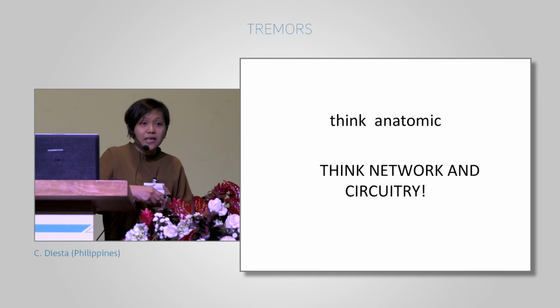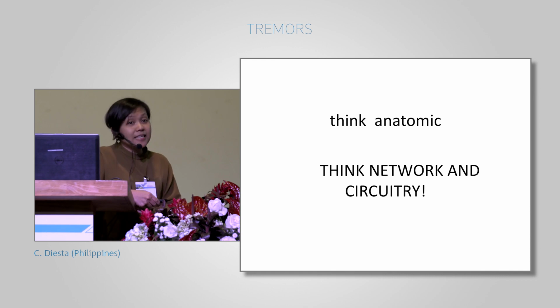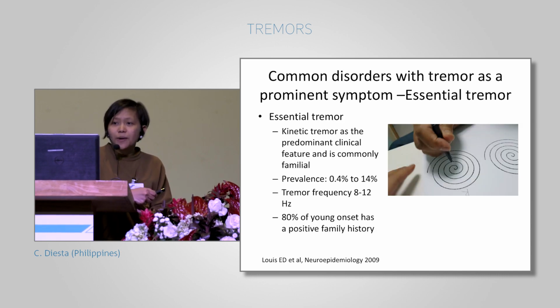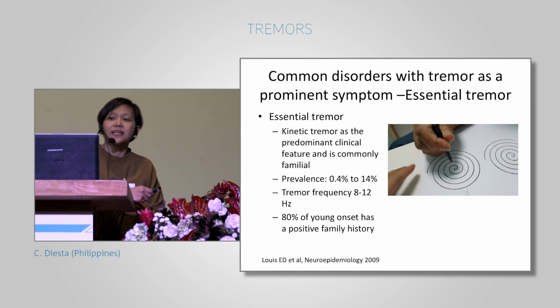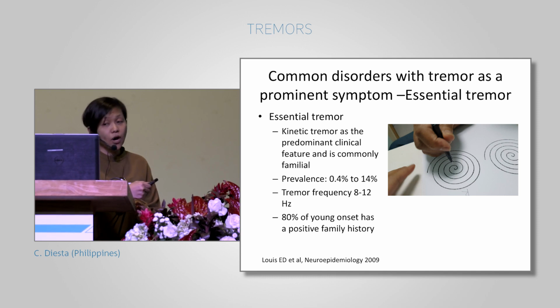A lot of the common diseases that we deal with on a daily basis is in fact a circuitry problem or a network problem. So some of the common disorders with tremor as a prominent symptom would include essential tremor. This is a kinetic tremor as a predominant clinical feature and is commonly familial. We said 70 to 80% of young onset has a positive family history.